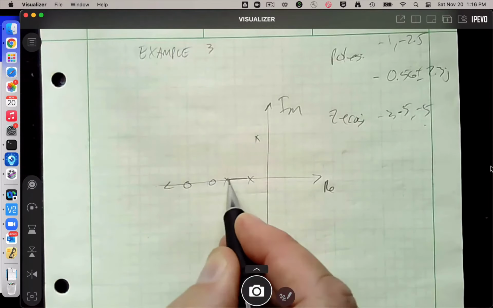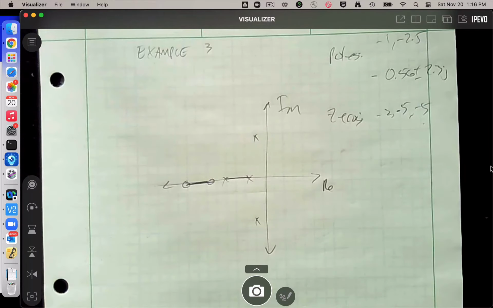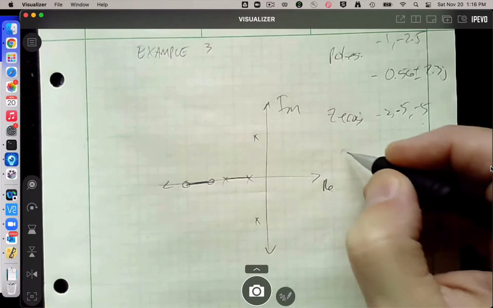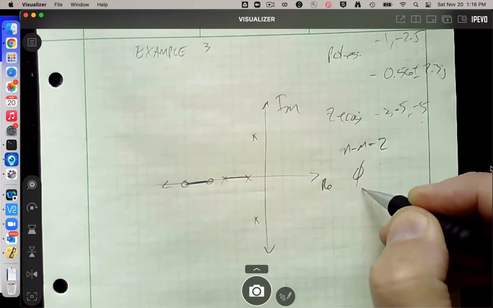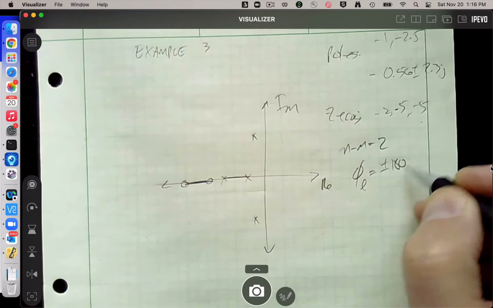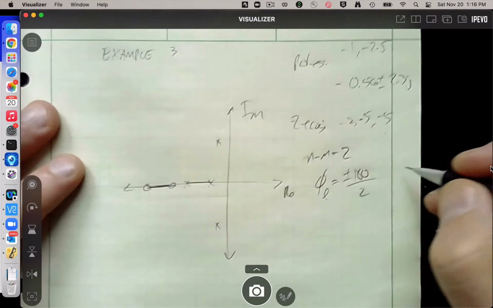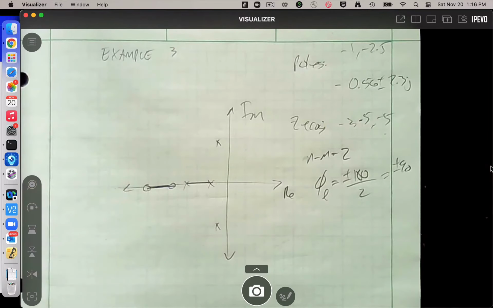I'm going to find the parts of my real axis that are to the left of an odd number of poles and zeros, which is rule 2. I know that n minus m is equal to 2, so my asymptote angles are going to be plus or minus 90.